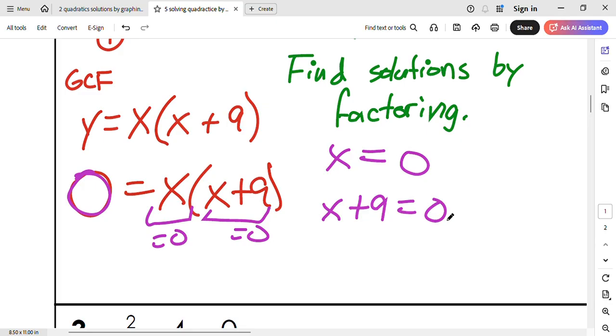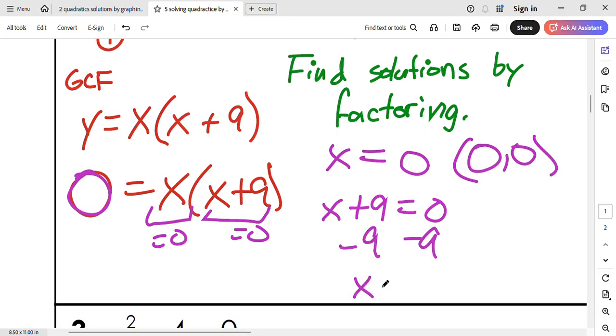But I have to solve for x. This one's already solved for x, so I know one of my solutions is 0, 0. For this one, I have to subtract 9 from both sides. So x equals -9, so -9, 0. Those are my two solutions, and that's how you do it with factoring.